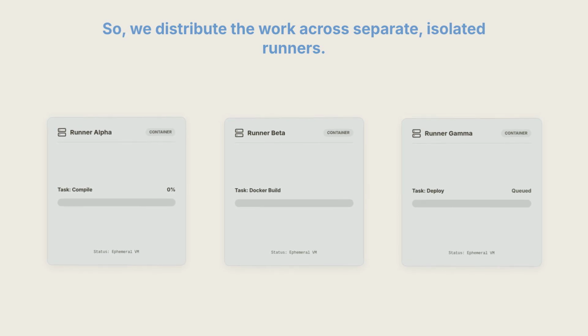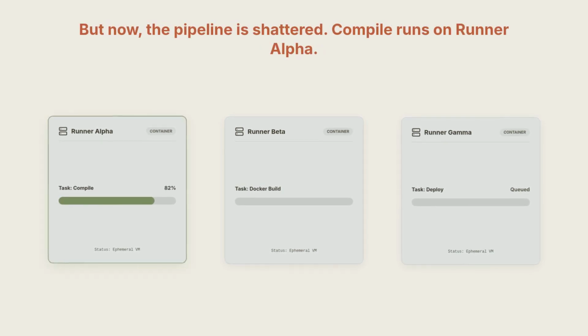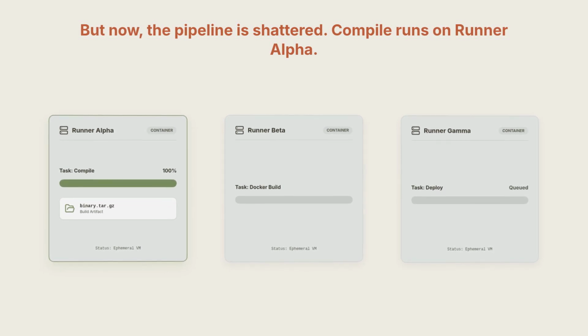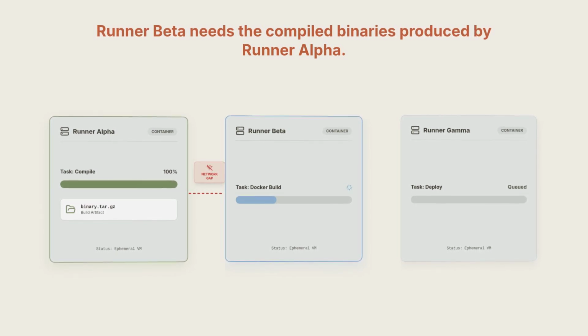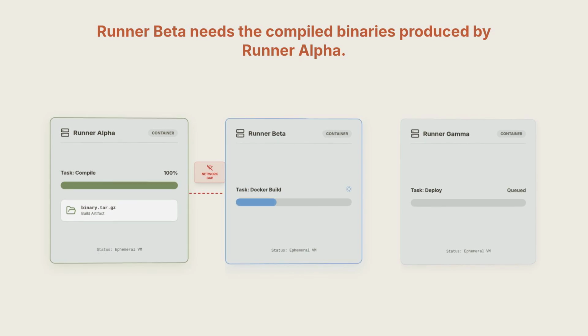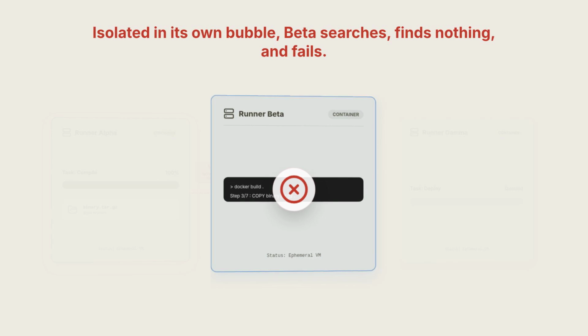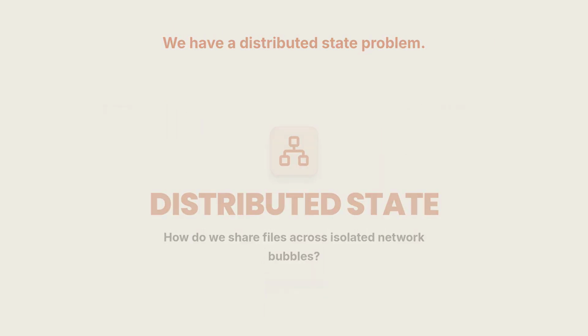We spin up separate, isolated runners, often ephemeral containers or virtual machines. But now, our elegant marble run is shattered. The compile task runs on runner alpha. The Docker build task runs on runner beta. Runner beta needs the compiled binaries produced by runner alpha. How do we get those files across the network? If we just let each runner operate in its own isolated bubble, beta will search for the build artifacts, find nothing, and fail. We have a distributed state problem.